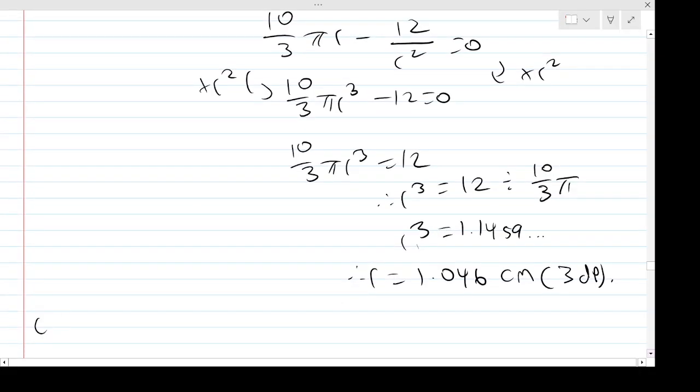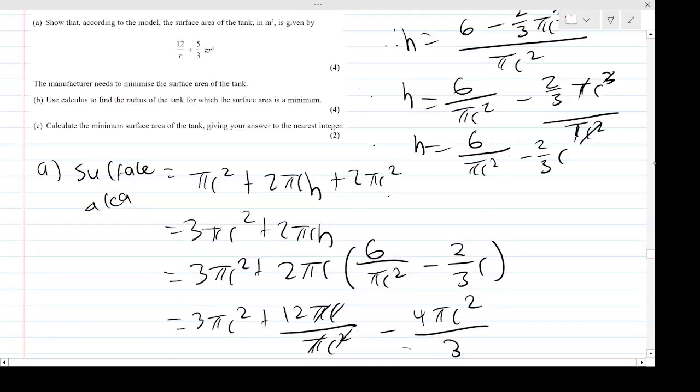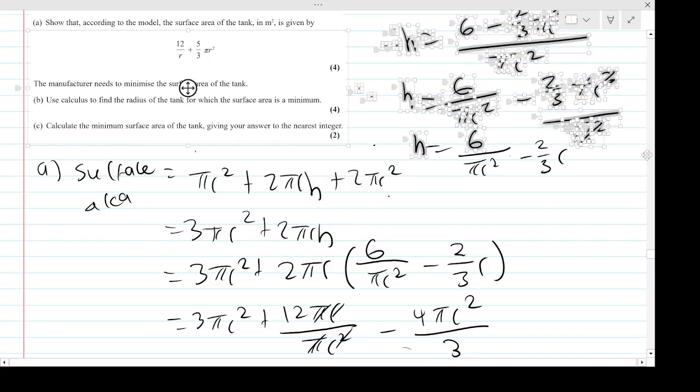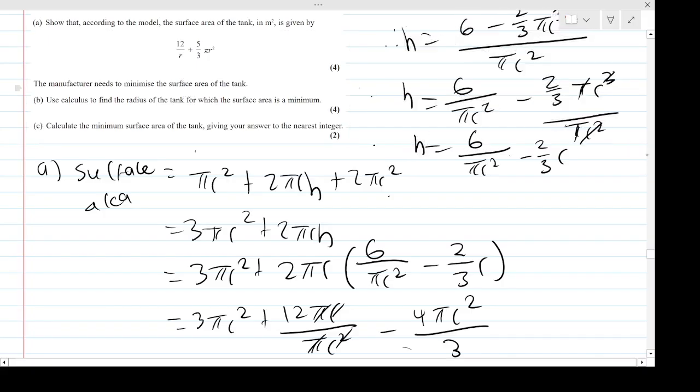So that's part B. Then part C, again, you probably guess what's going to come up. I thought it was going to say find the second derivative. Okay, we don't need to do that. We can prove it's a minimum by checking the second derivative, but it's asking us to calculate the minimum surface area. Okay, we don't need to check it's a minimum. It just says to calculate the minimum surface area.